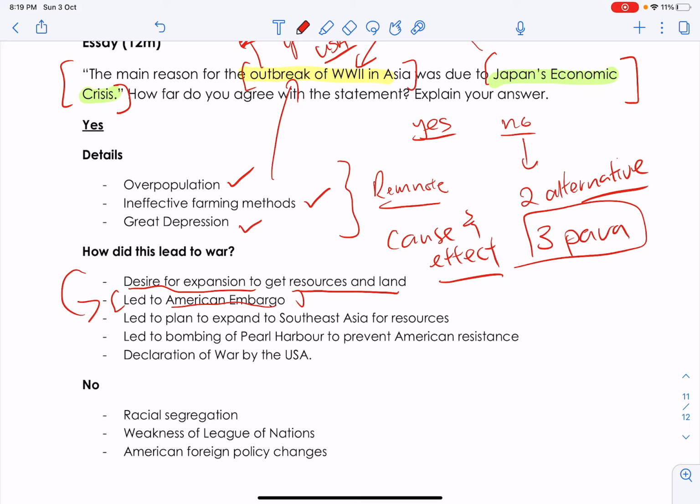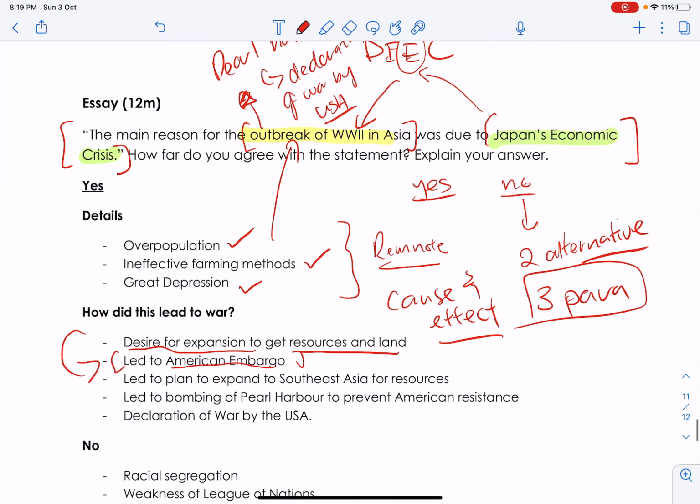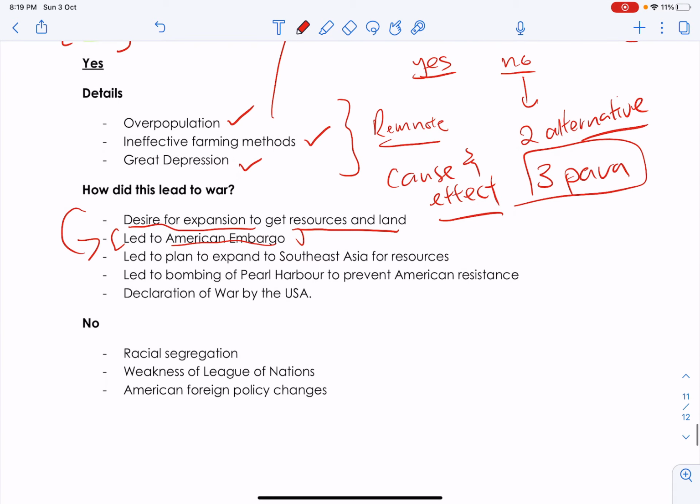Okay, because this is not the factor I'm talking about, so you can briefly just run it through. Again, because of the economic crisis, all the problems they had, they desired to expand in order to get more resources and land. And due to this, it led to the American change in policy of embargo towards Japanese oil. And thus, in order to find more oil, they had to go to Southeast Asia to look for this resource. And in doing so, they have to first bomb Pearl Harbor to prevent American resistance. But it is this bombing that eventually led to declaration of war by the USA.